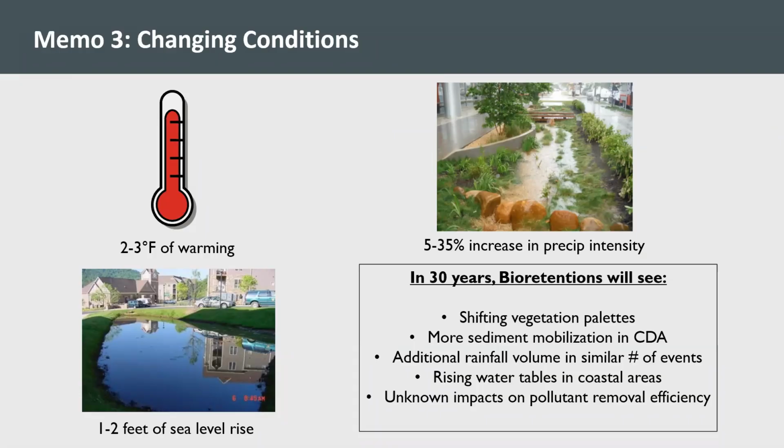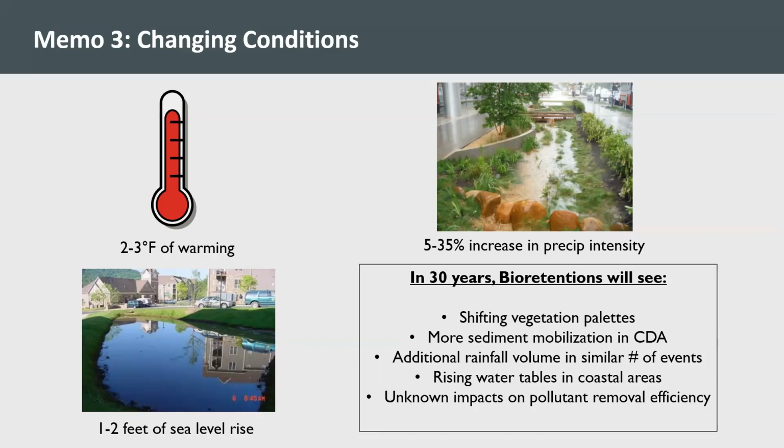We also looked in that memo, not just at precipitation, while that is usually what we're paying most attention to as stormwater managers. There's a lot more consensus, I guess, around the range for temperature. We're looking at 2 to 3 degrees of warming over that time period, as well as 1 to 2 feet of sea level rise in that same period. And so all of this comes together to paint the picture of what our stormwater BMPs are going to be seeing in 30 to 50 years.